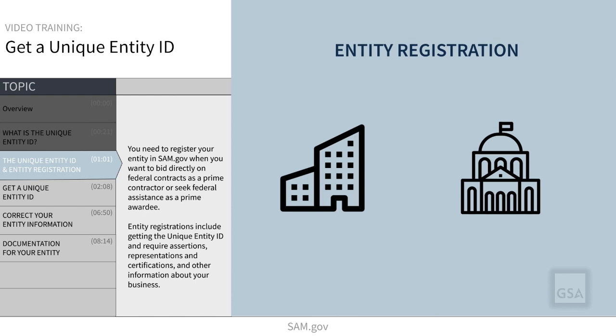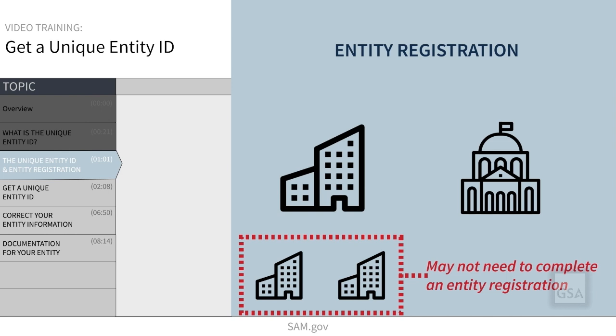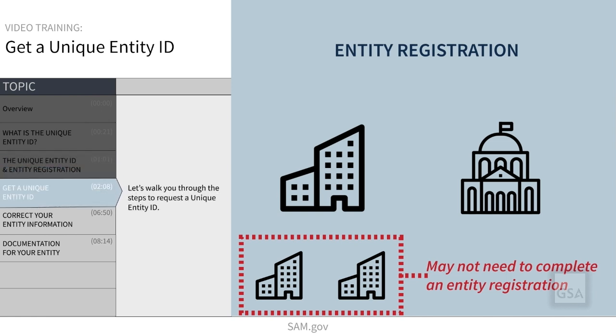Some organizations that do business with the federal government, such as subawardees, do not directly bid on contracts or apply for assistance and may not need to complete an entity registration. There may be other situations where a federal agency directs you to get a unique entity ID or to register in SAM.gov.